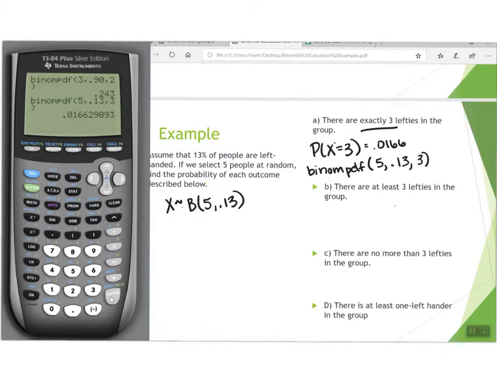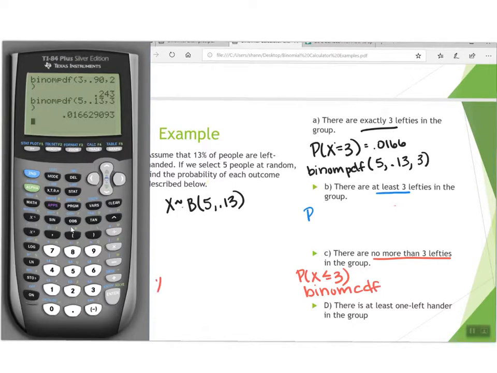The next example says there are at least 3 lefties in the group. Let's skip over that and go to C, because my calculator can't handle at least. We'll talk about at least after we do at most. If you look at C, there are no more than 3 lefties in the group. Well, what does that mean? No more than 3 means 3 or less. So that's at most 3. When we do it at most, we write the probability that X is less than or equal to 3. And my calculator can actually calculate that using what's called the CDF. The CDF is called a cumulative distribution function. Cumulative means it calculates up to that point and below. So we're going to calculate up to 3 successes and below it.